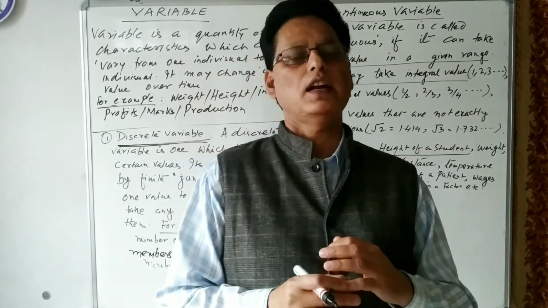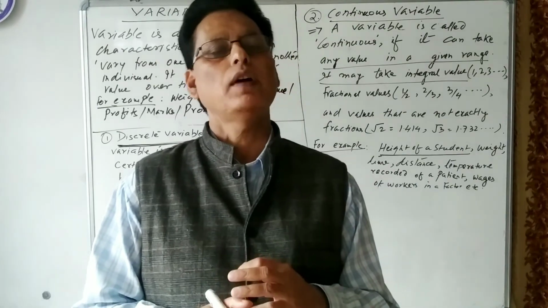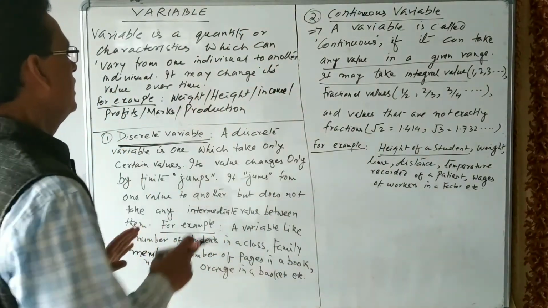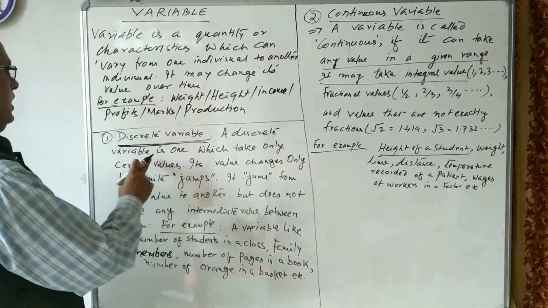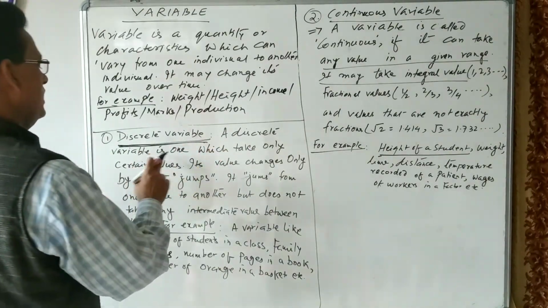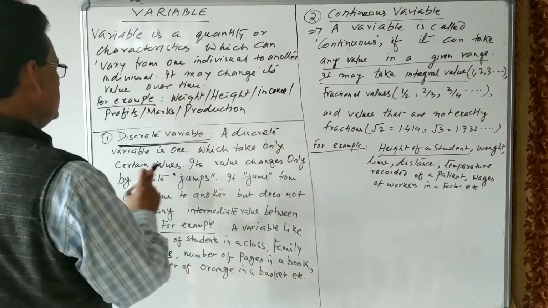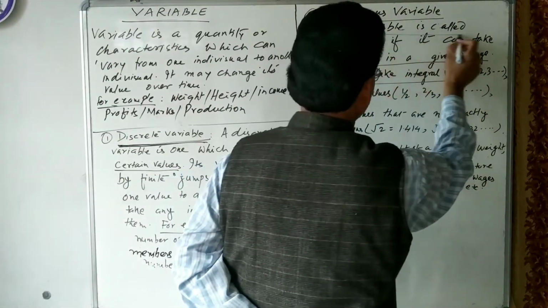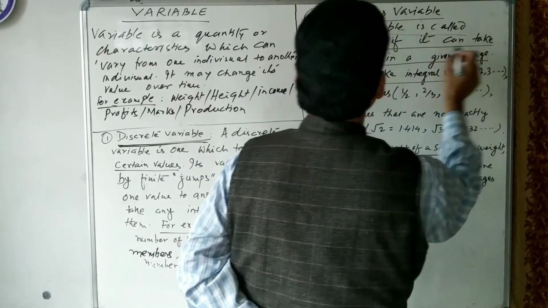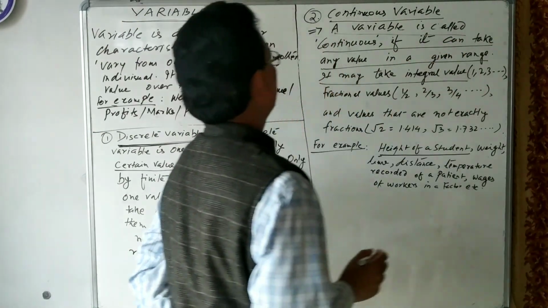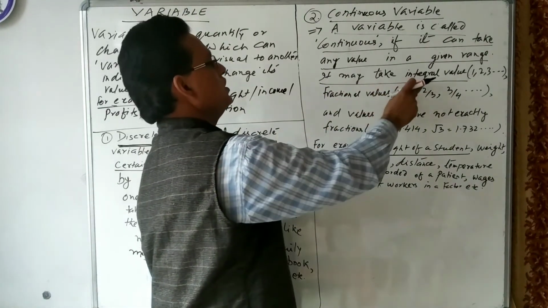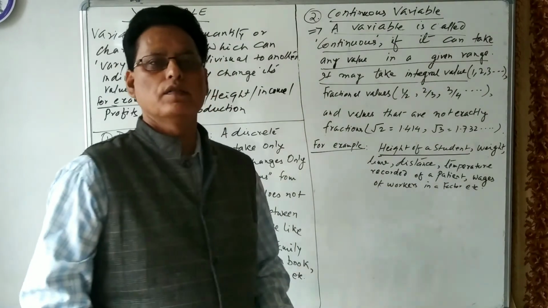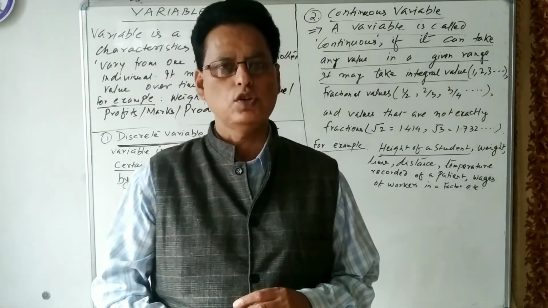We have seen what the meaning of a variable is and what the types of variable are. Once again, a discrete variable is one which takes only certain values, and a variable is called continuous if it can take any value in a given range. It may take an integral value, a fractional value, or values that are not exactly a fraction. I think this concept is clear to all of you. Okay.